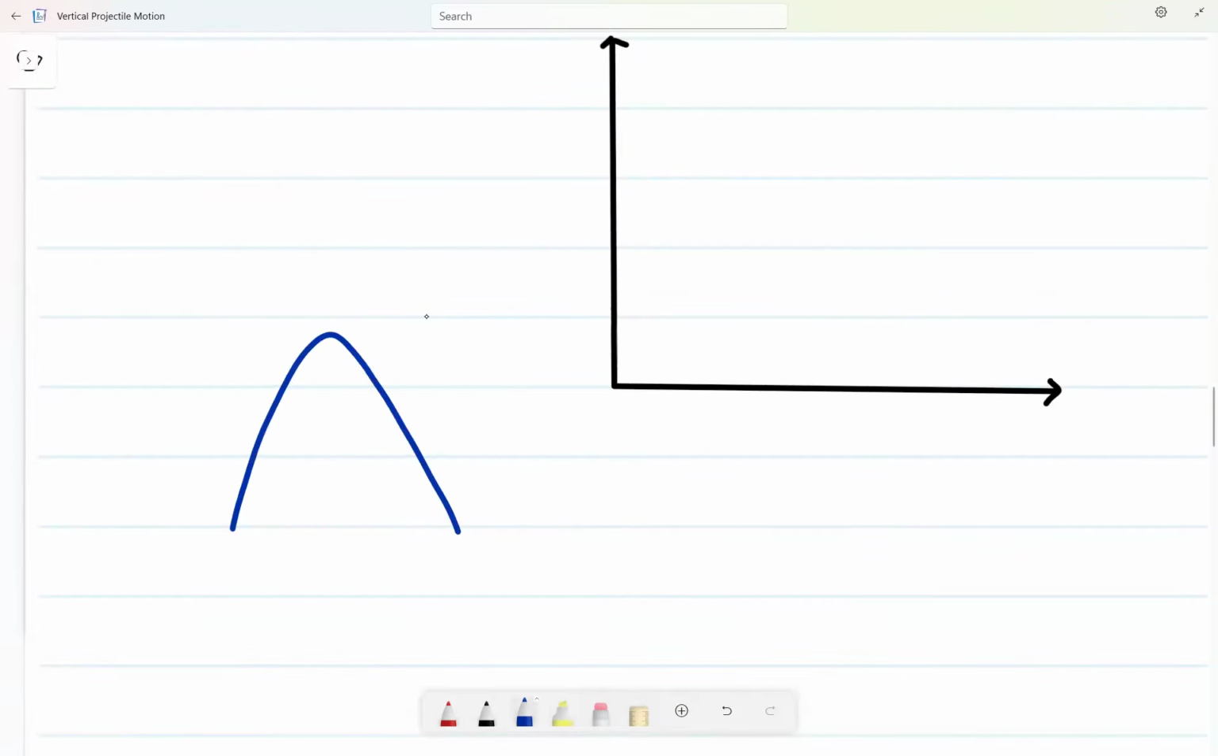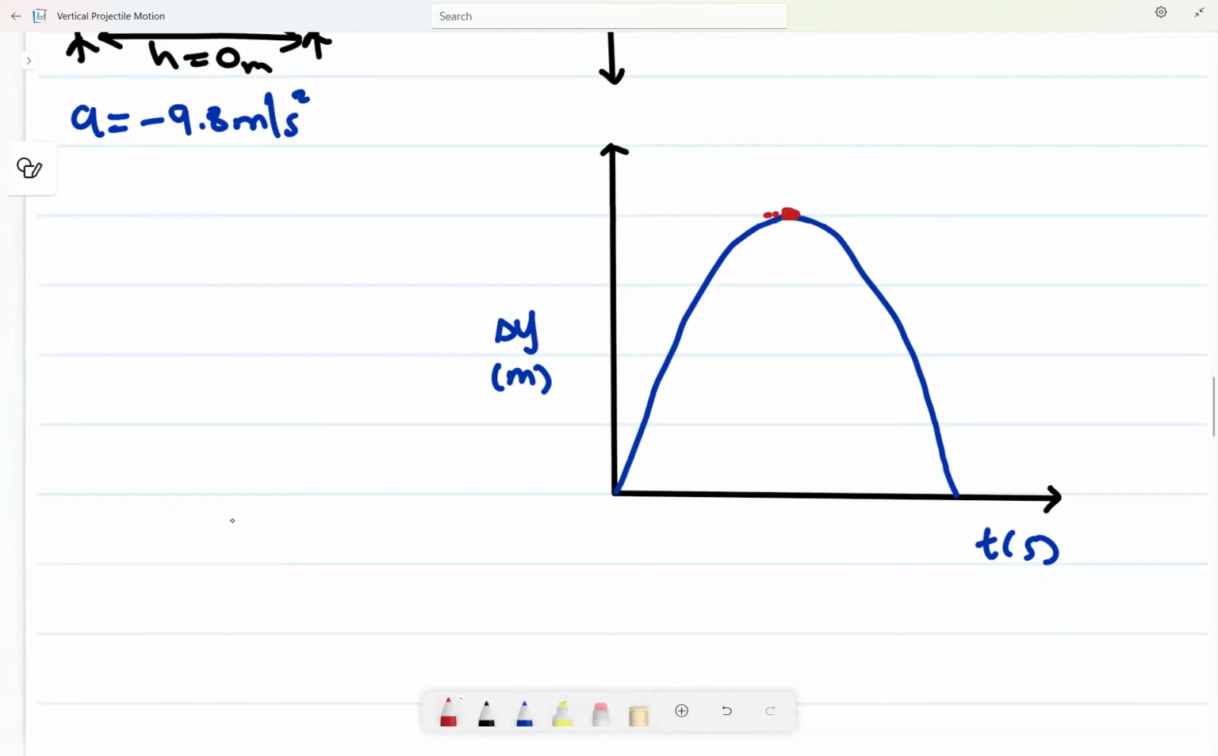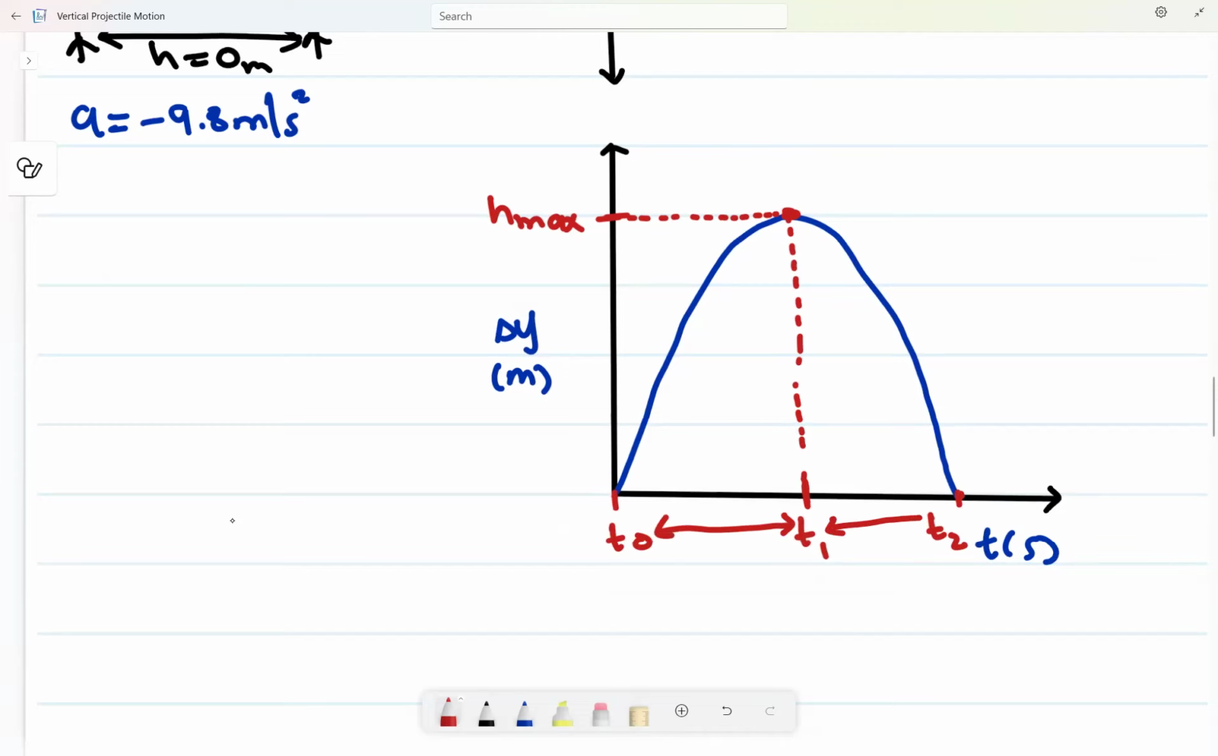This point here is the point that we refer to as H max, the maximum height. And I want you to take note of something. The time in here, let's say this is T0, this is T1, this is T2. The time from here to there should be exactly the same as the time from here to there.